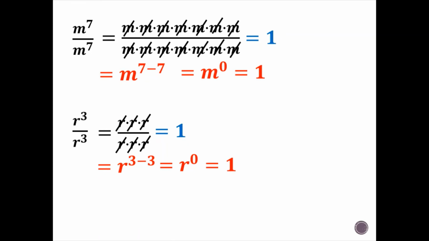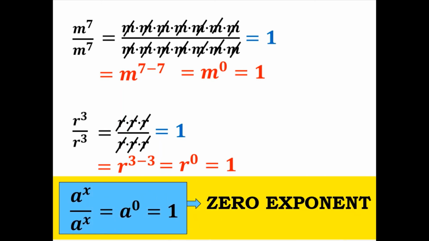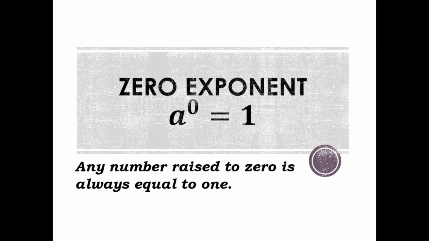If that's the case, we can therefore say that if we are dividing exactly the same expressions, or if the exponent of any variable or any number is 0, then the result is just 1. This is another law of exponent called the zero exponent. And zero exponent states that any number raised to 0 is always equal to 1.